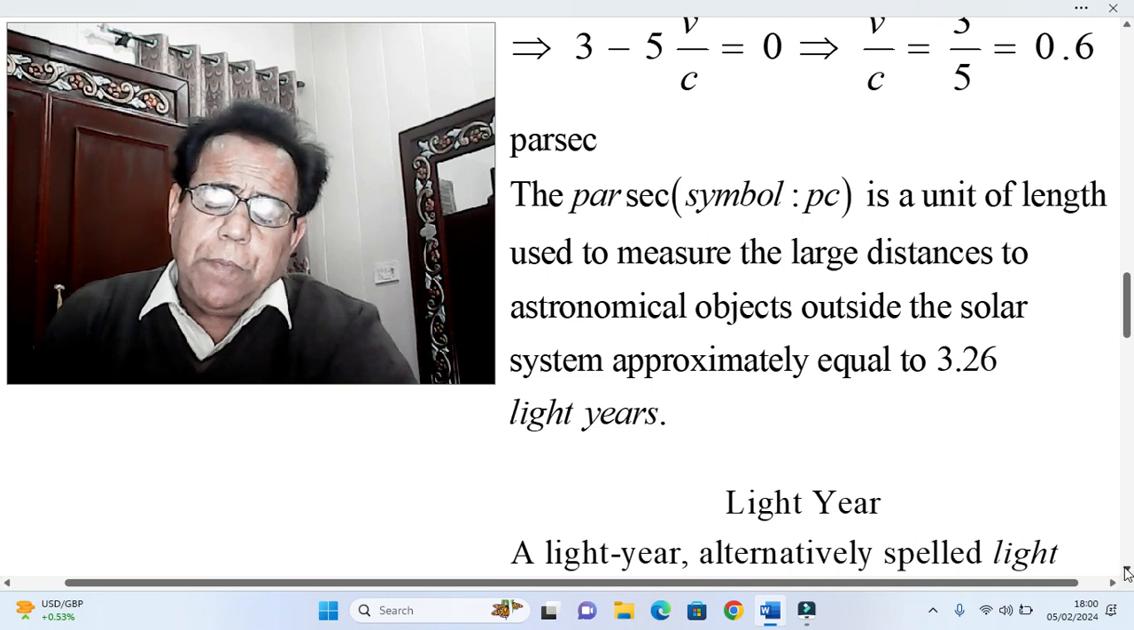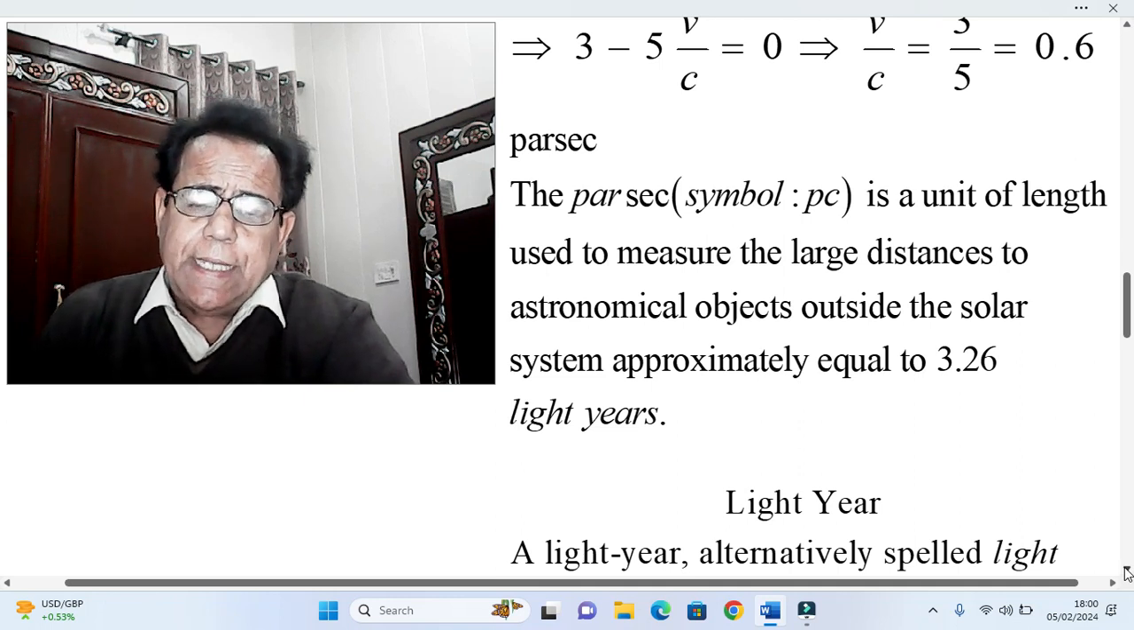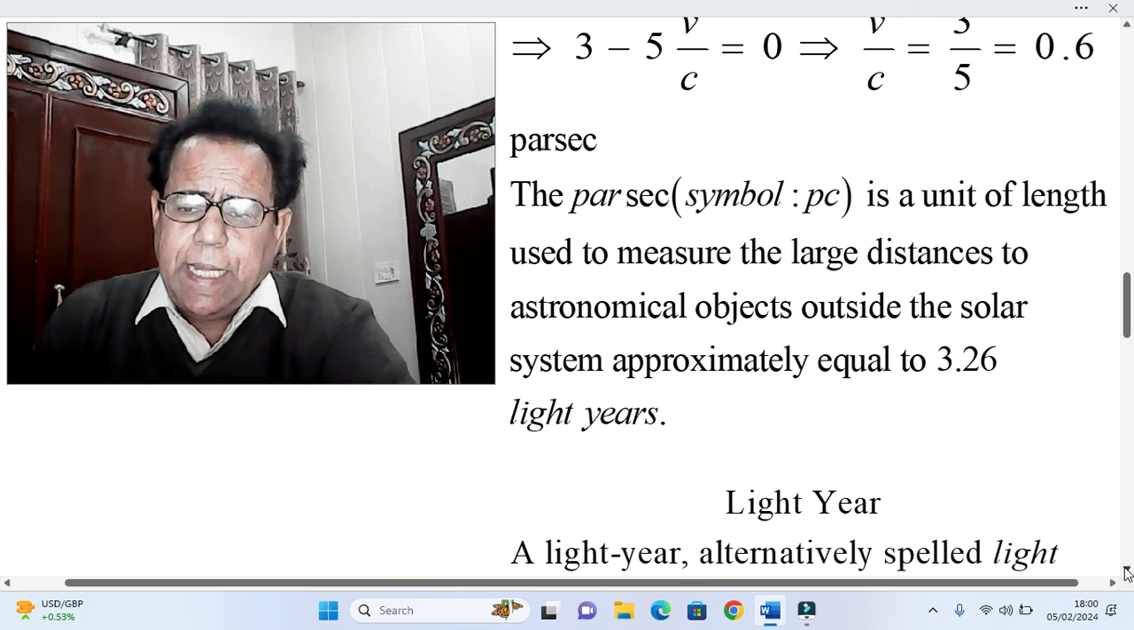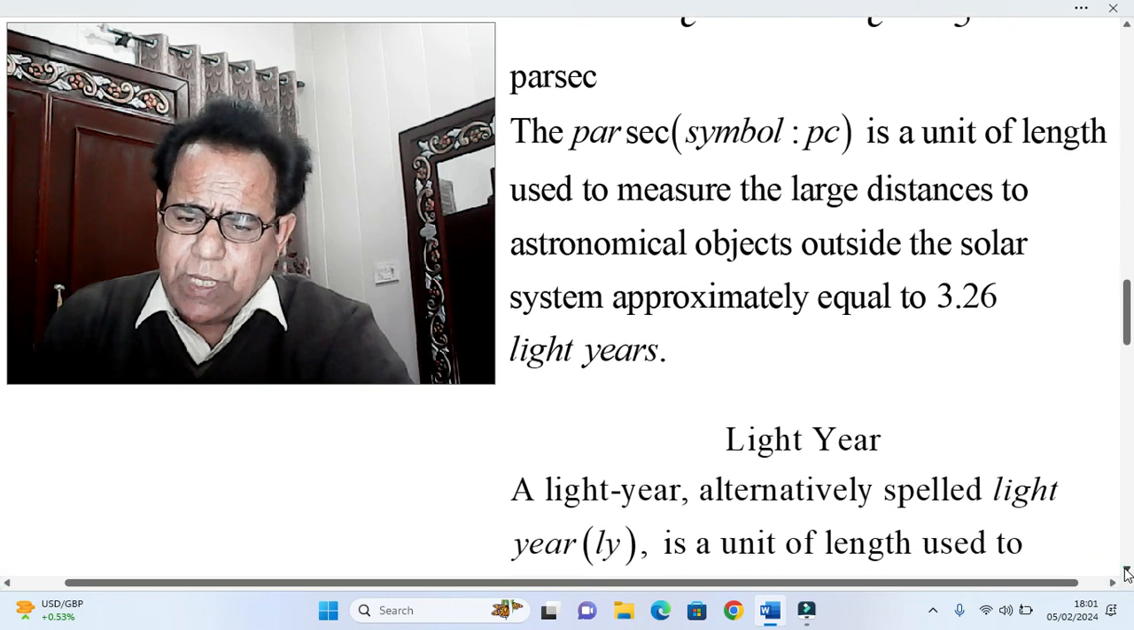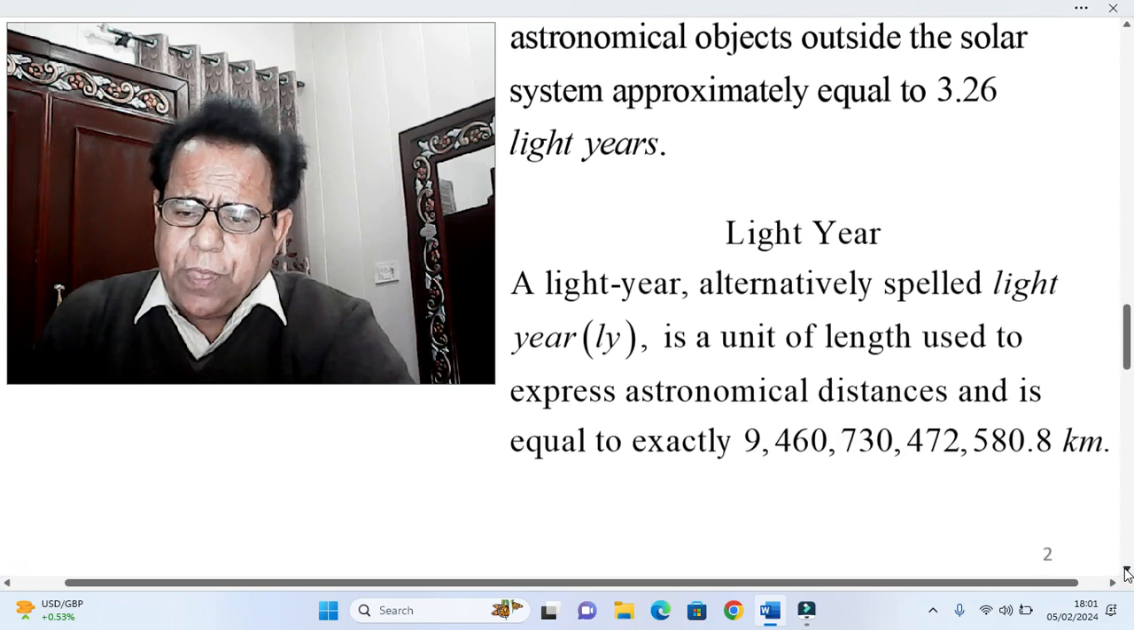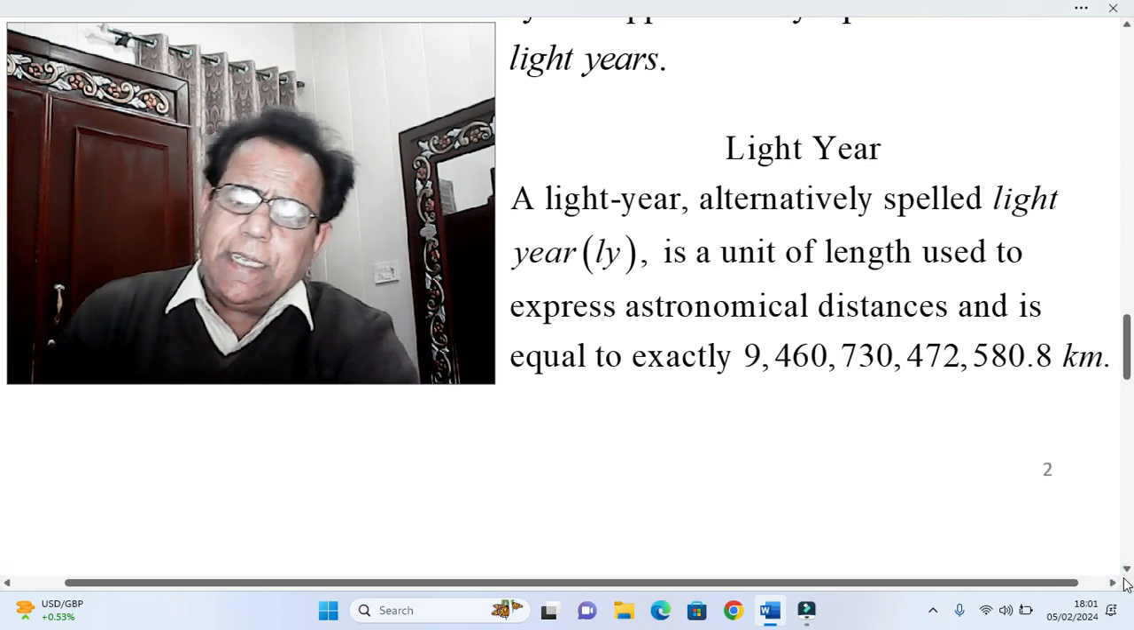When we multiply both these, second will be cancelled with second and our answer will become in meter, and then we will convert that meter into kilometer. Okay, so anyhow, we define light year.